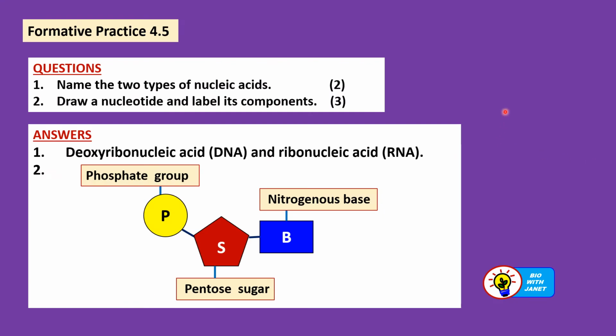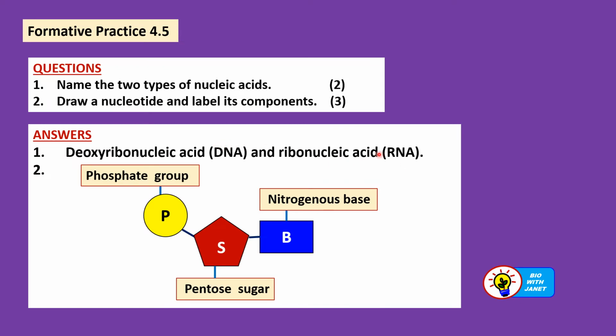Okay, let's look at the formative practice in the textbook, formative practice 4.5. So I have rephrased some of the questions here, but actually it's the same, right? The first I rephrase it in the form of exam questions, right? So the first one is name the 2 types of nucleic acids. Answer is deoxyribonucleic acid and ribonucleic acid.